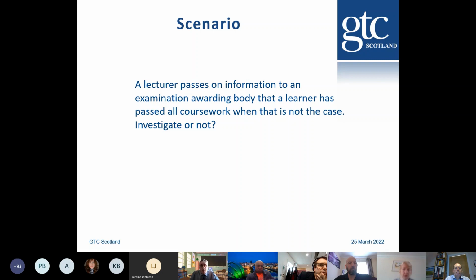So for this particular scenario, what do you think? Would we investigate this? And if so, or if not, why yes or why no? So Lynn is saying yes. Potentially yes, but this would be likely picked up by the awarding body and the lecturer's employer in the first instance. And that is a good point, yes, and I'll come to that. Yes. Part two about sensitivity, confidentiality. Yep. Investigate. Yes. So most people are saying yes.